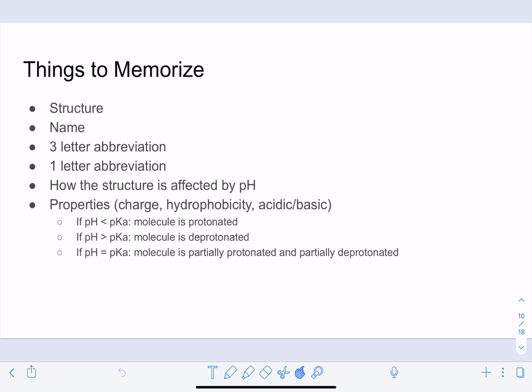Now, when I say you will need to know how to predict by pH, what that means is you should be able to predict the protonation or deprotonation of the functional groups on an amino acid at different pHs.